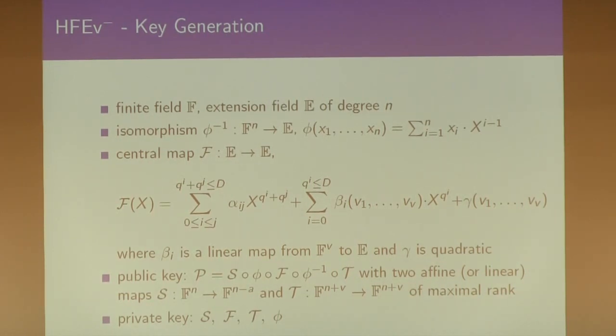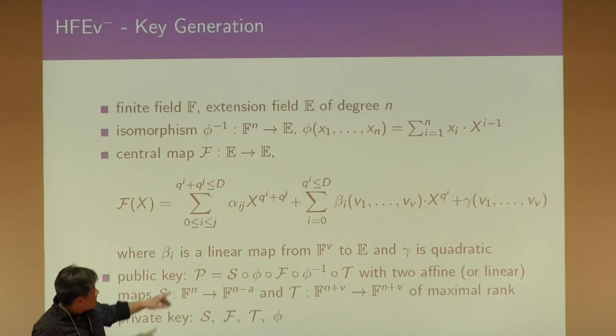What they said is, okay, I have HFE, and I already explained to you earlier what oil and vinegar is. So let's just combine HFE with oil and vinegar together, to make the system somehow more random. This is the idea. And then remove a set of polynomials. The construction of HFE V minus is that you add a few vinegar variables to mix into the system. That's all.